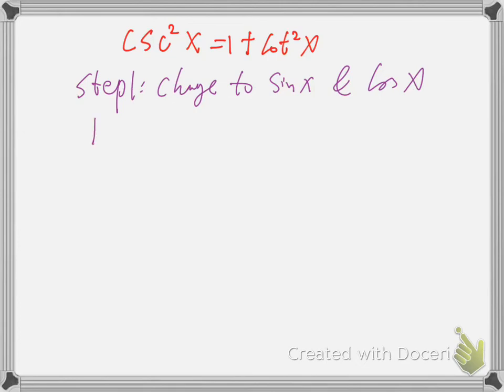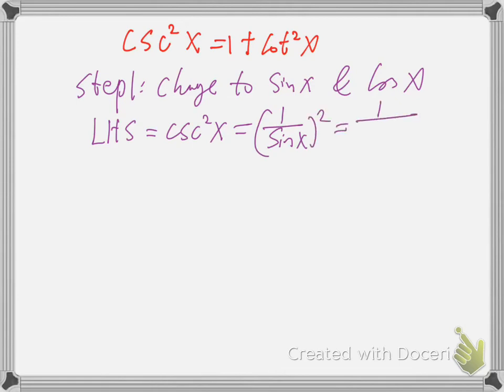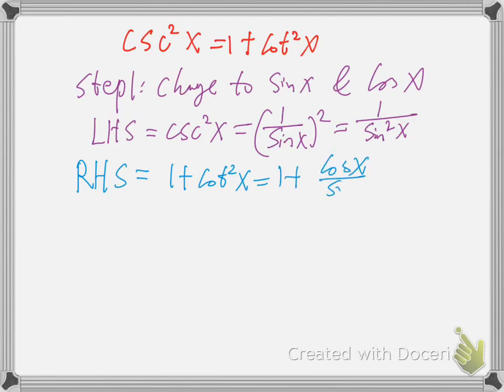So what's the left hand side? The left hand side is cosecant x squared. What's cosecant? It's 1 over sine x squared. So we put the second power between the trig function and x. That's the left hand side. And then let's change the right hand side. I will use blue color for the right hand side, and we want to show they are the same. The right-hand side is 1 plus cotangent x squared. So cotangent is cosine over sine.